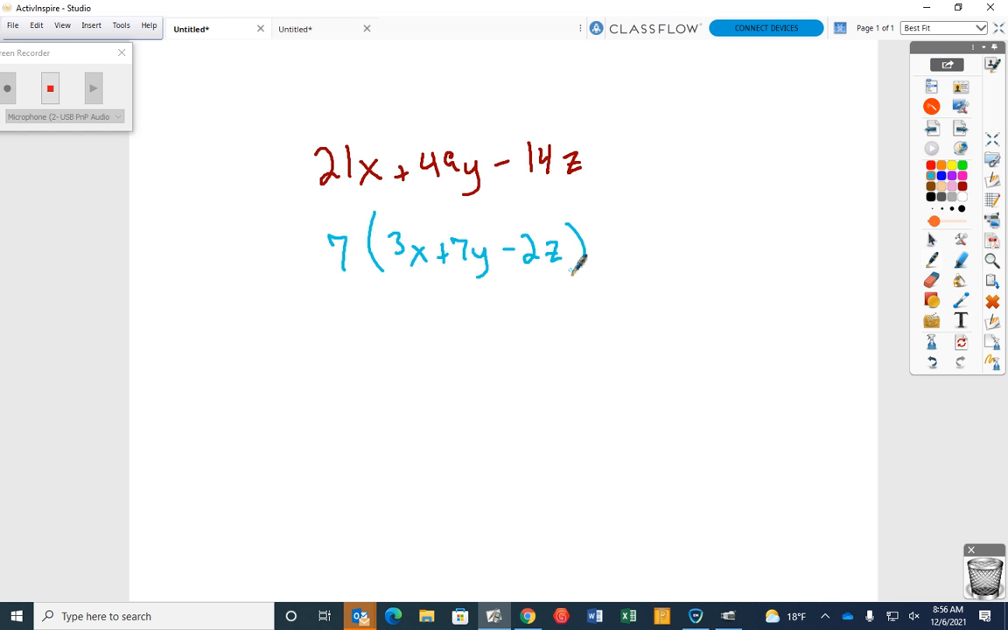Now, how do I know that I'm done? I look at those three numbers and see if they have any common factors other than one. Do they? No. Okay? Does the common factor go into the first number outside of the parentheses? Yeah. Nice job.